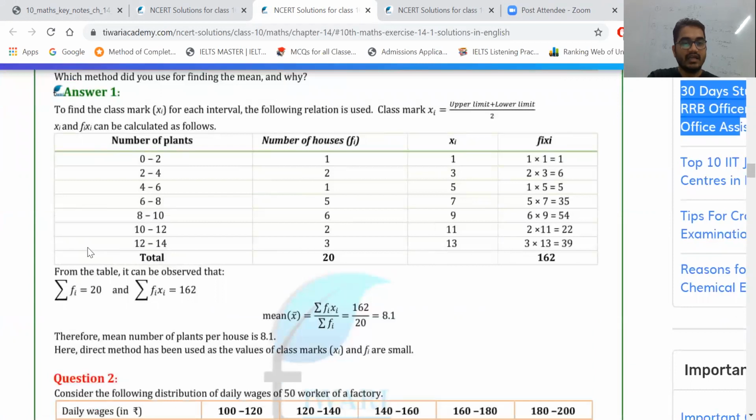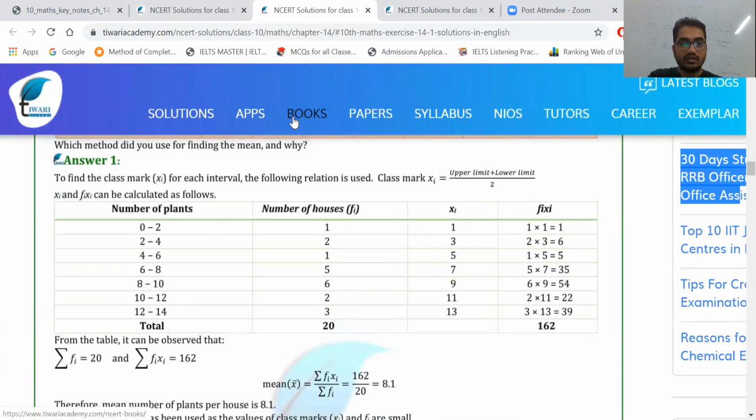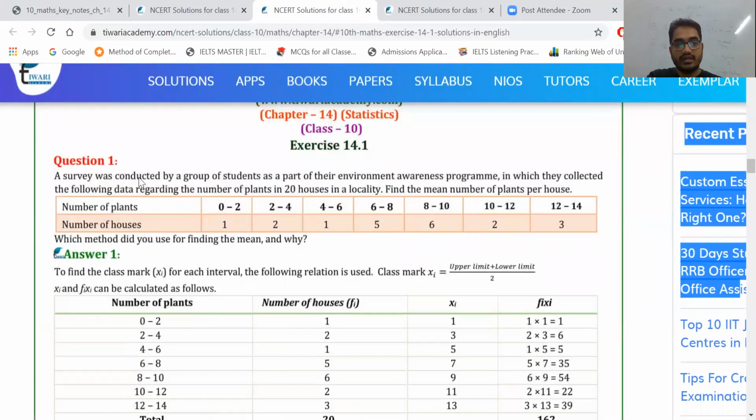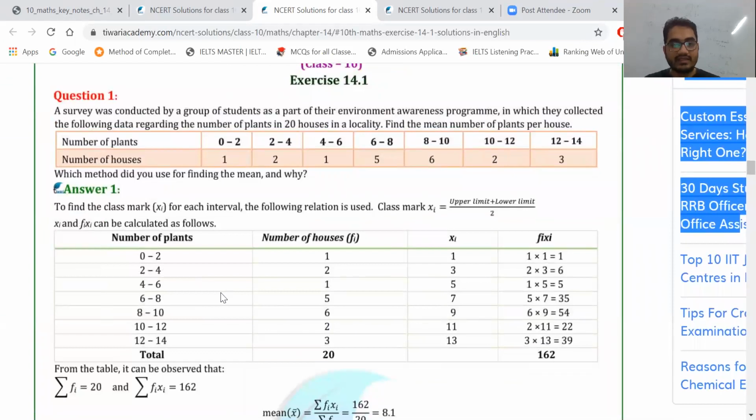The question is to find the class marks xi for each interval of the following data. A survey was conducted by a group of students as part of their environment awareness program, with the following data: the number of plants 0 to 2, the number of houses 1, and so on. The number of houses is the frequency, and the number of plants is the interval. First of all, we will convert this data into a proper table.